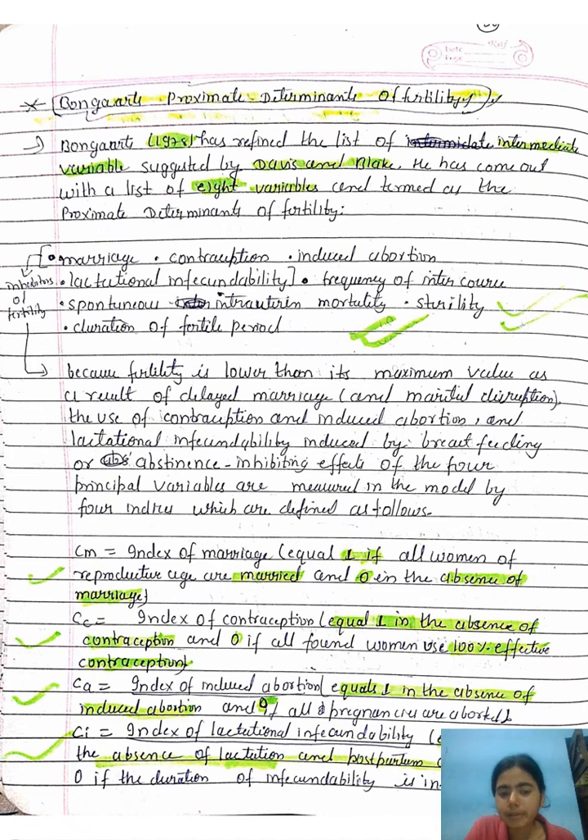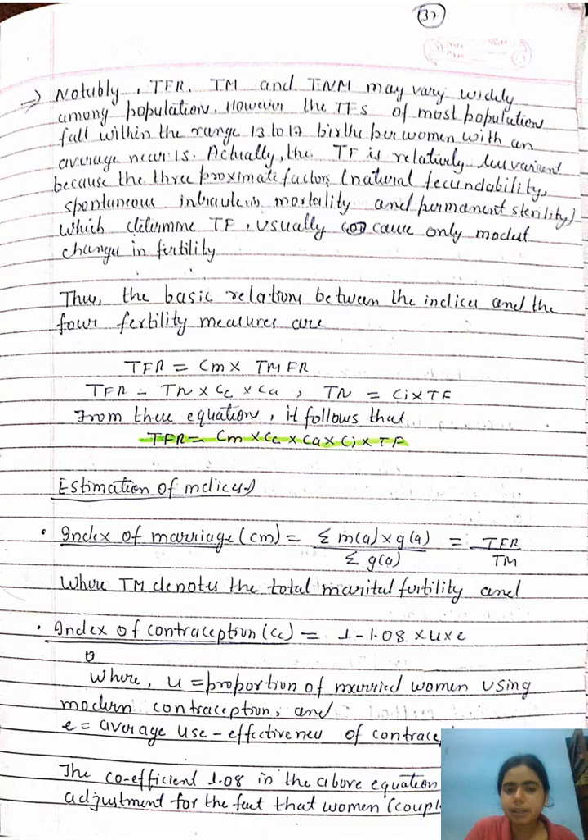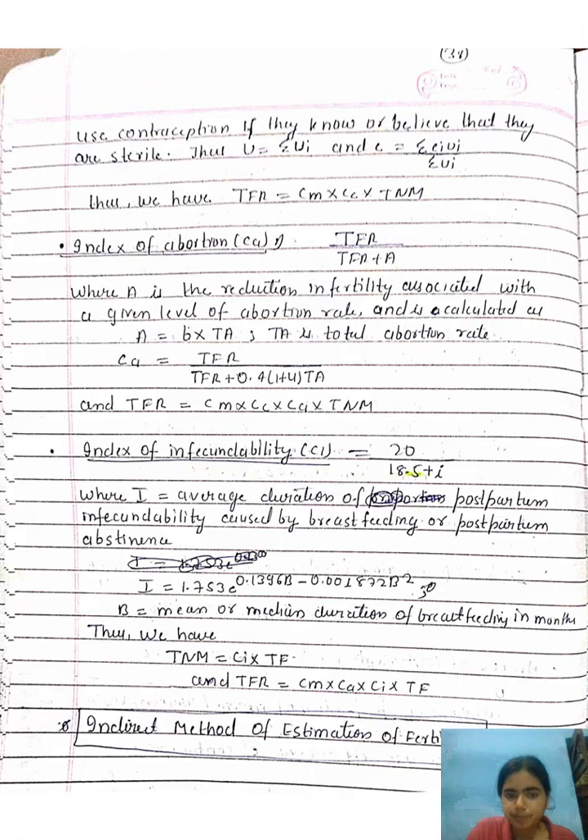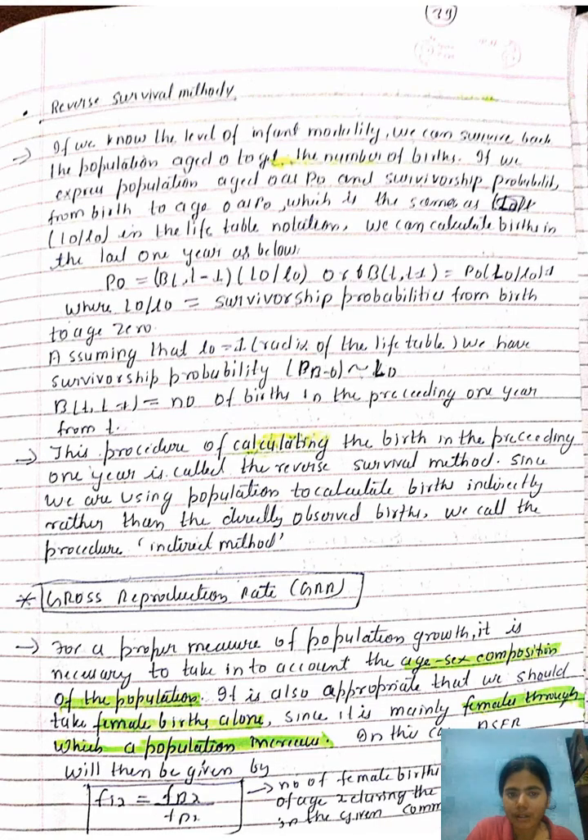Ca, the index of induced abortion, equals 1 in the absence of induced abortion and 0 if all pregnancies are aborted. And this is the Ci, the index of lactation and fecundity. And you can read these formulas from here. I think this is important.